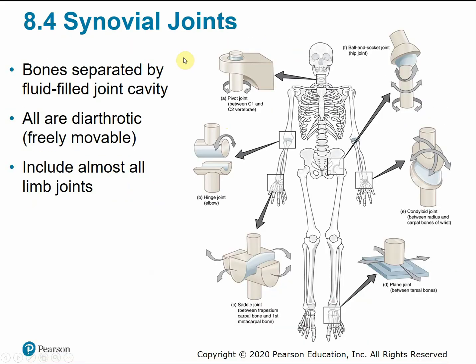Synovial joints are joints that are separated by fluid-filled cavities, so this allows them a wide range of motion. All synovial joints are diarthrotic or freely movable. It includes almost all of the limb joints. So pretty much when you think of a stereotypical joint in the body, you're thinking of a synovial joint.